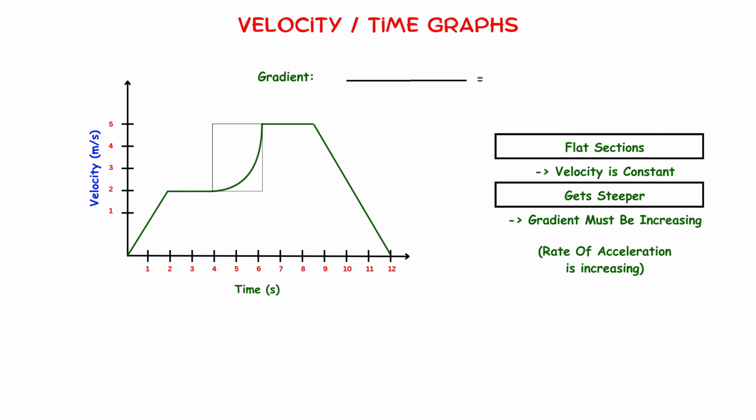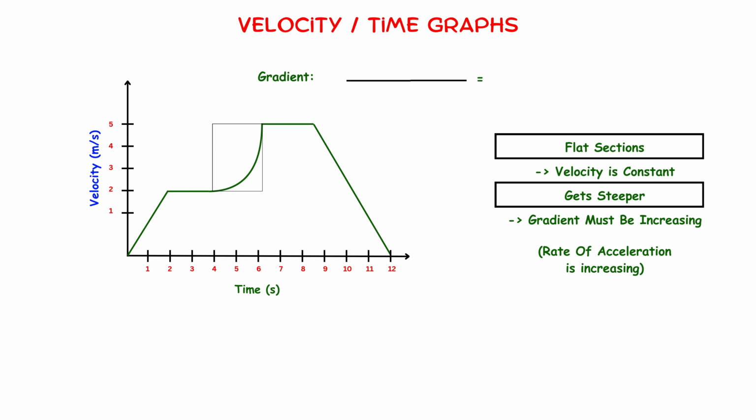When we observe flat or horizontal sections of the graph, the gradient is 0. This tells us that there is no acceleration taking place, which means the object's velocity is constant during this period. It is neither increasing nor decreasing. To determine the velocity during these stages, we simply refer to the y-axis. In the second segment of the graph, for example, the velocity is 3 meters per second, and in the fourth segment, it is 5 meters per second.